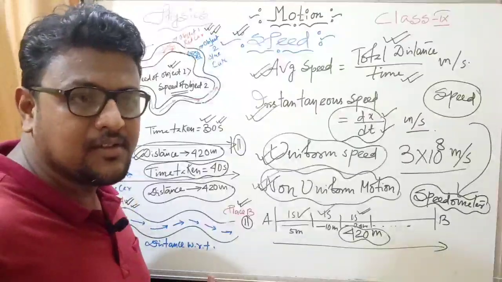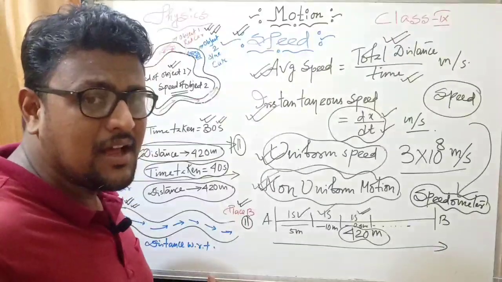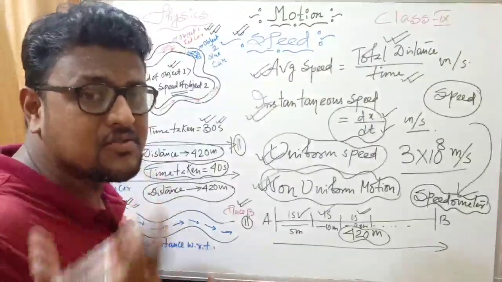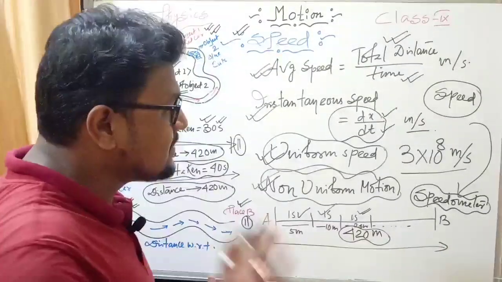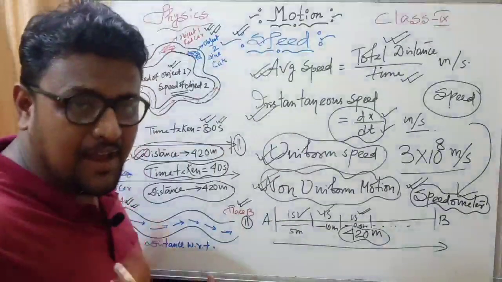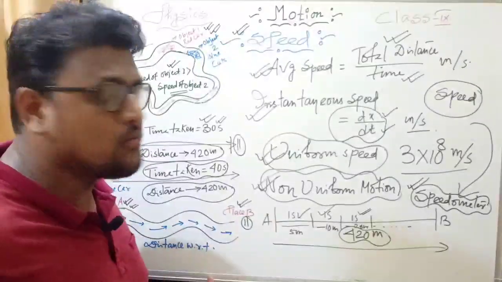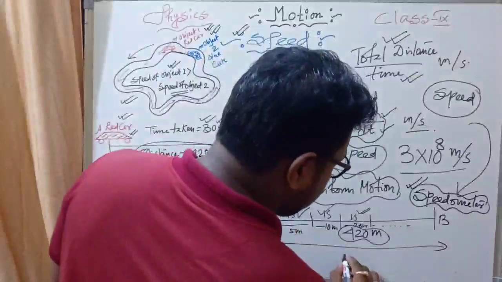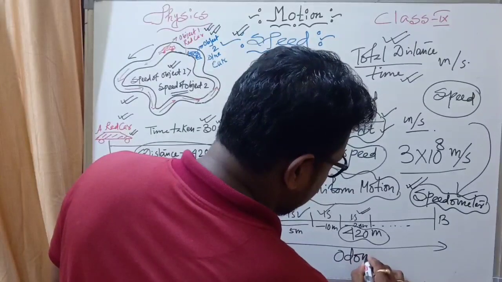That instrument decides how fast or slow an object or vehicle travels. That is the measurement concept of the speedometer. And another instrument is called the odometer. That name is odometer.